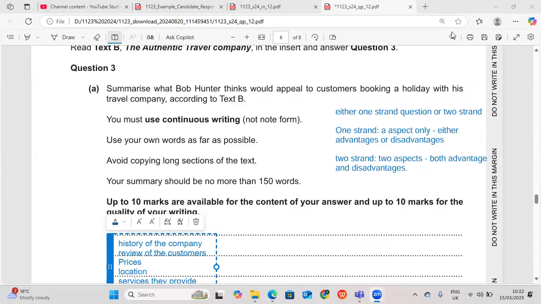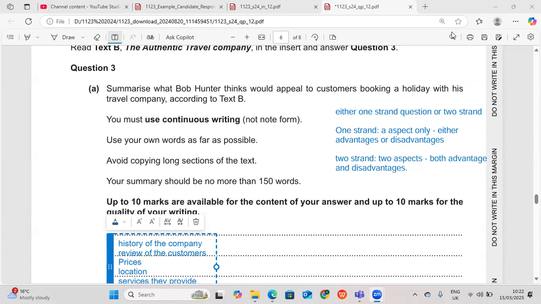A summary writing question can be either one strand or two strand. One strand means the question can demand you to write about one aspect of the text only. This can be advantages or disadvantages, benefits or drawbacks, or pros and cons. Two strand means they might ask you to write about two different aspects, or maybe both advantages and disadvantages. So looking at this question, we came to know that this is a one strand question only.